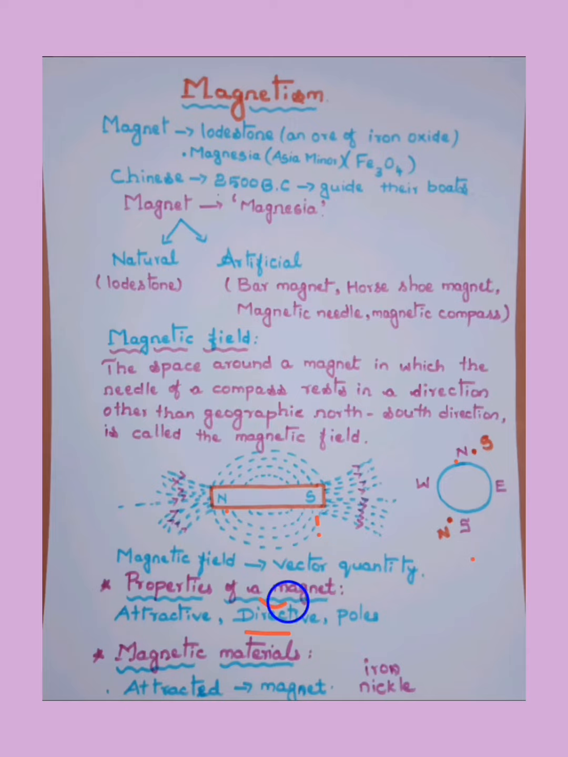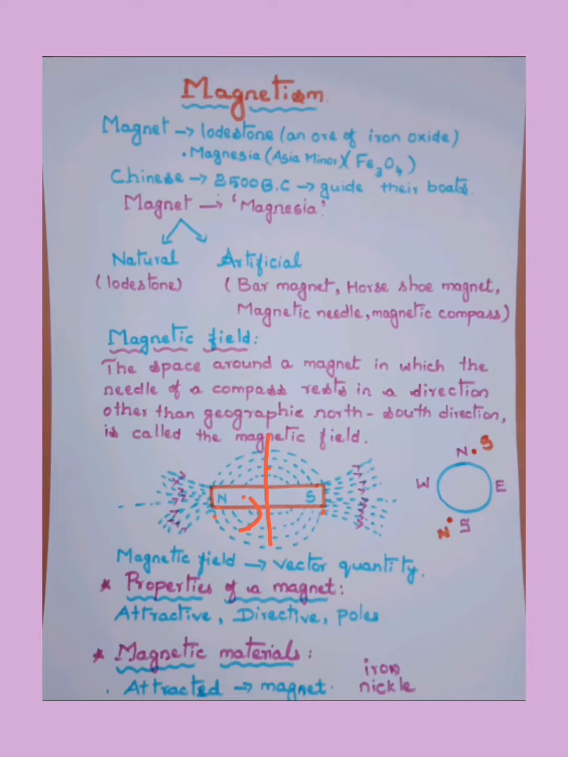About poles, when we speak about it, a magnet consists of two poles, north and south poles. Suppose you consider a magnet and you break it into two halves. Again, these half magnets will have north and south poles. This will be north as usual and this is south.